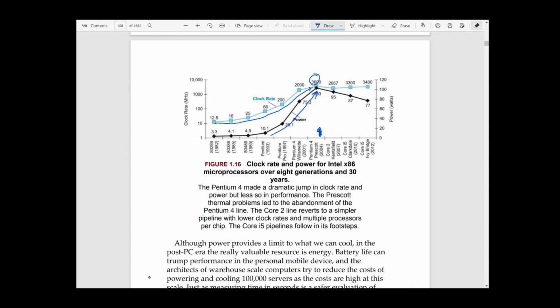But after reaching this point, it was found that it is not possible to increase the frequency of a processor anymore, because if we keep increasing the frequency, the power consumption will also increase, and the corresponding heat generated by the processor will also increase, and it may be very difficult to manage the cooling technology. That's why from 2004 you can see the frequency curve is almost straight, meaning the frequency of the processor has not increased much, and the power is decreasing.